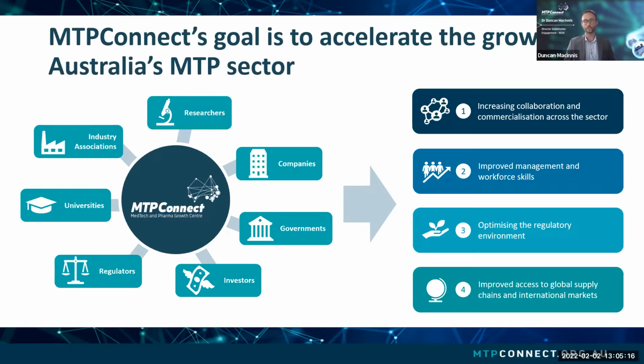As an industry growth centre, our four key goals are to increase collaboration and commercialisation across the sector, to do things to improve workforce skills and management, to help optimise the regulatory and policy environment, and to improve access to global supply chains and international markets. And the way that we do this predominantly is by deploying cash into the sector.